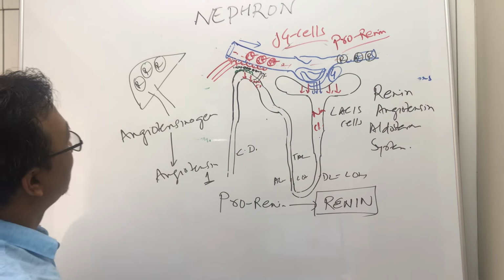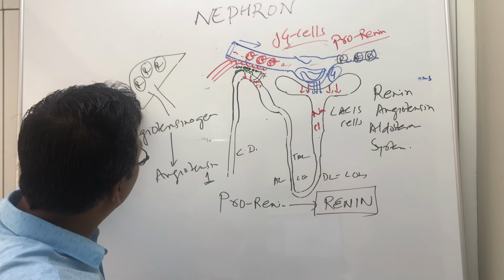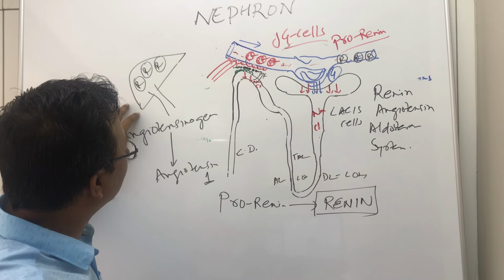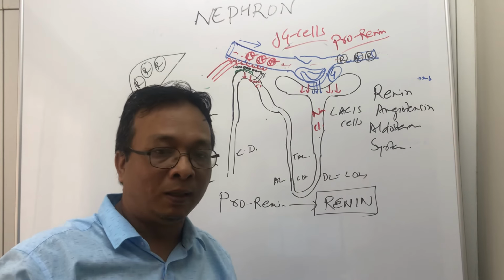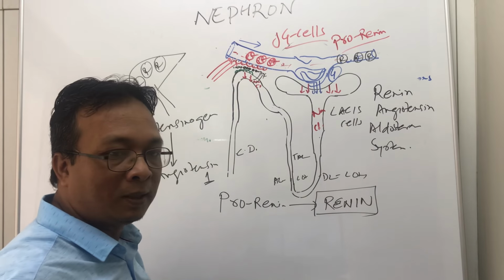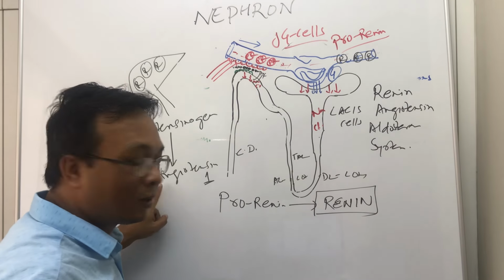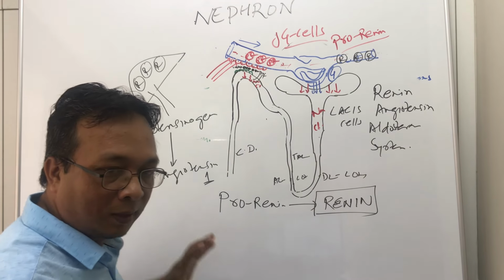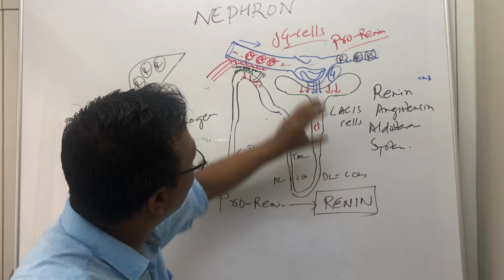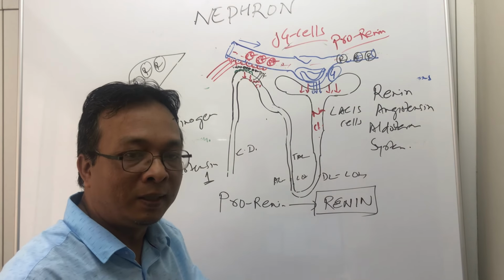Angiotensin 1. In the blood, the renin hormone will stimulate angiotensinogen, which is secreted by the liver. Renin will convert angiotensinogen into angiotensin 1. This renin is formed by the kidney. Kidneys form the renin hormone.